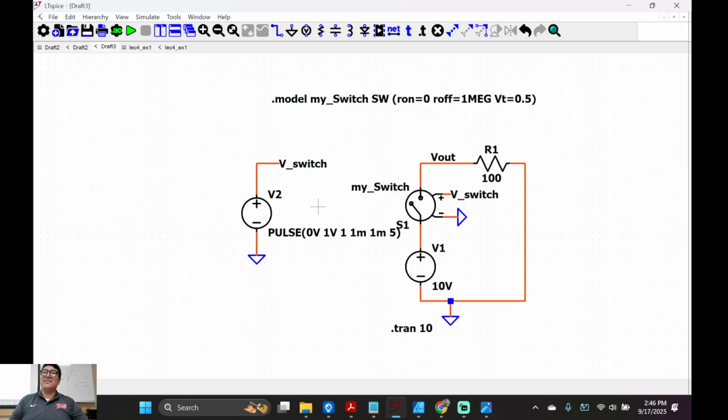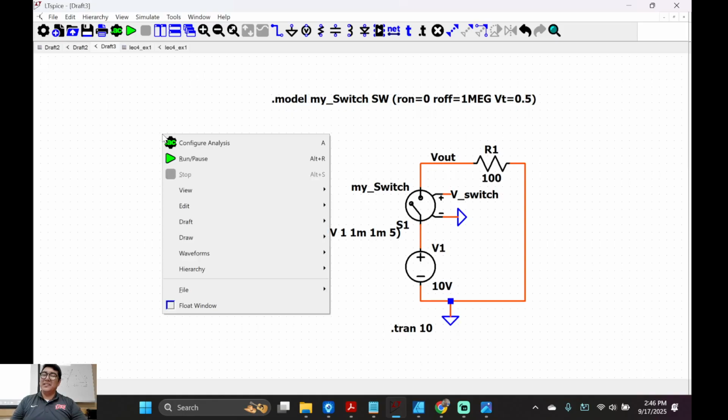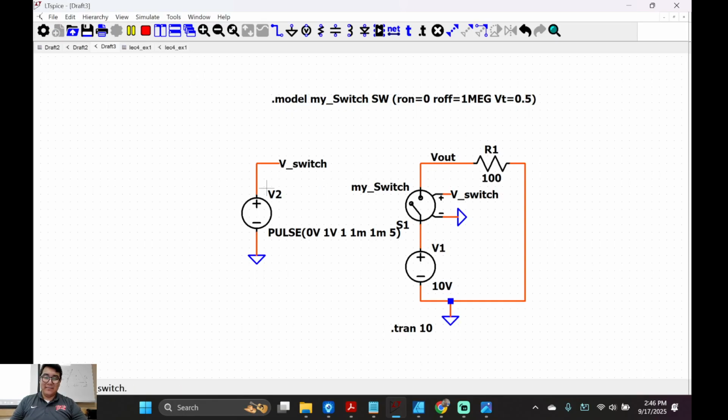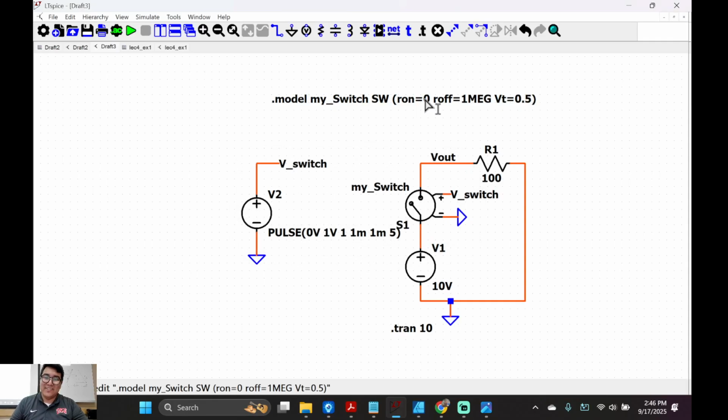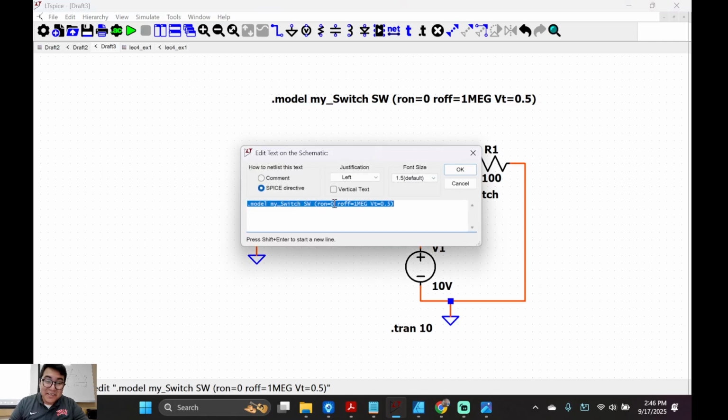You like that pulse? All right, so what should we see? It's going to be 0 to 1 volt at this point right here. I'm going to simulate this pulse. So if I run again, my switch cannot have 0 on resistance. I knew it, because it doesn't like that. So I'm going to do the following: 0.01. Is that clear? Apparently it doesn't like it when it's 0, because then it starts choking, saying, "Hey, I can't do this."